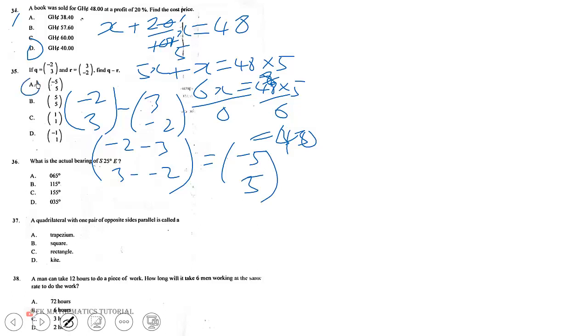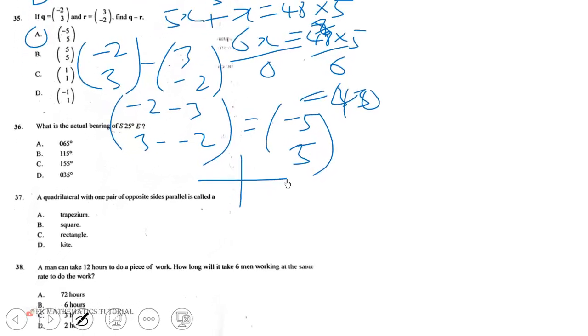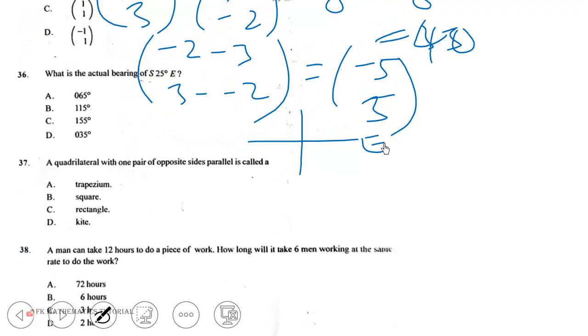What is the actual bearing of south 25 degrees east? So south 25 degrees east. So east is here. So there's 25 degrees here. So 25 plus 65 will be 90. So this will be 65. Add it to this 90. That will give you 155, right? So 155 degrees.